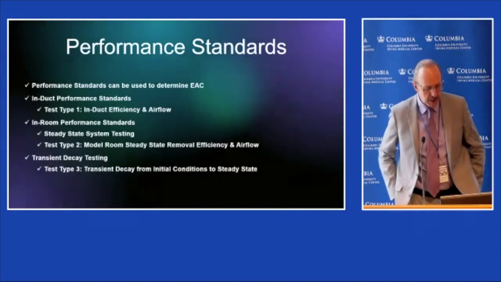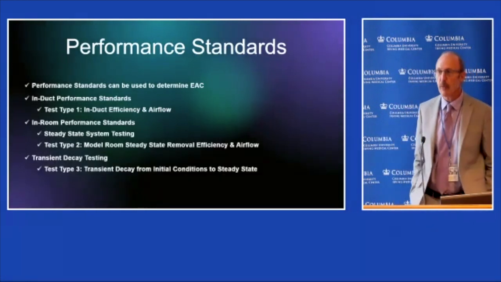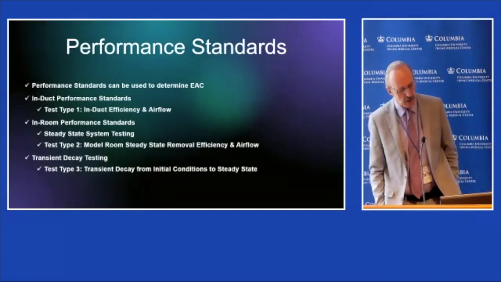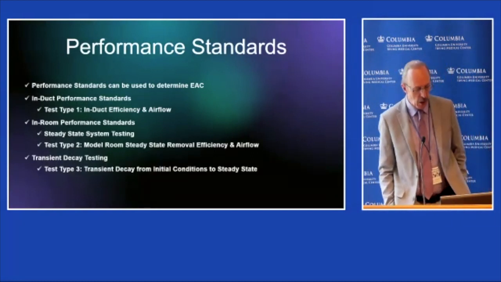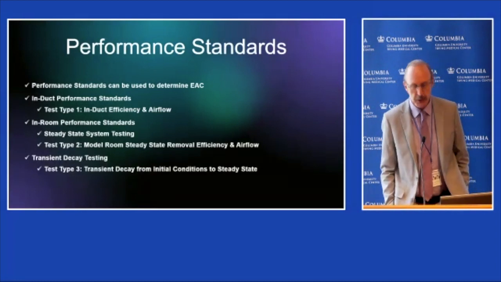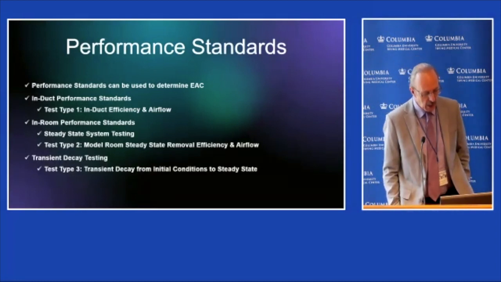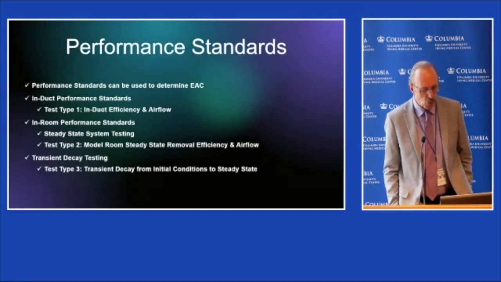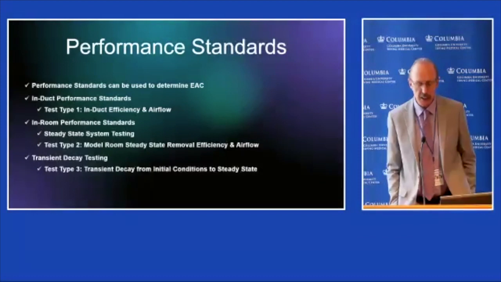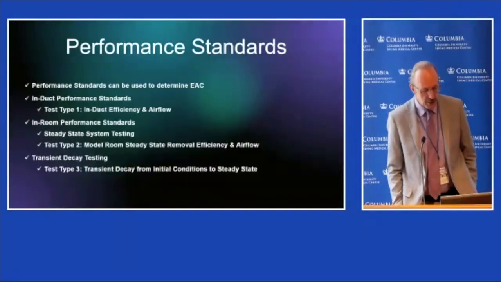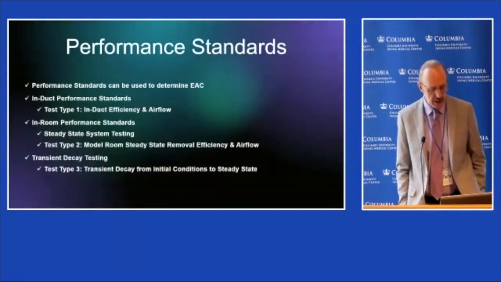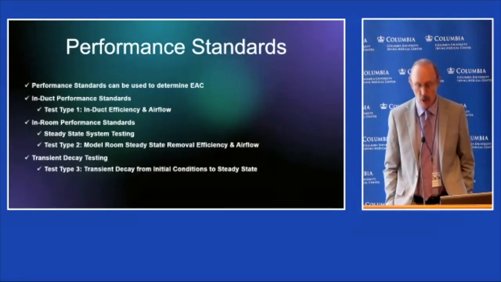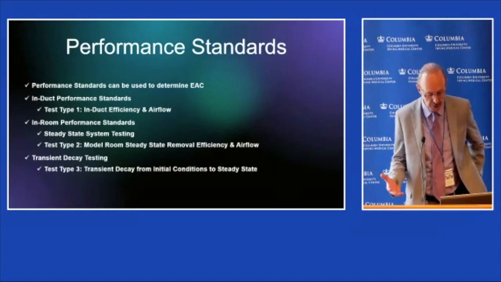Performance standards can be used to determine the equivalent air change. There are 2 types of performance standards, or actually 3 types of tests. One is an in-duct test where we measure the in-duct efficiency. And then there are in-room performance standards using a model room, which are usually run under steady state conditions. And then there is a transient decay test, in which a system in a model room is brought down to steady state conditions.